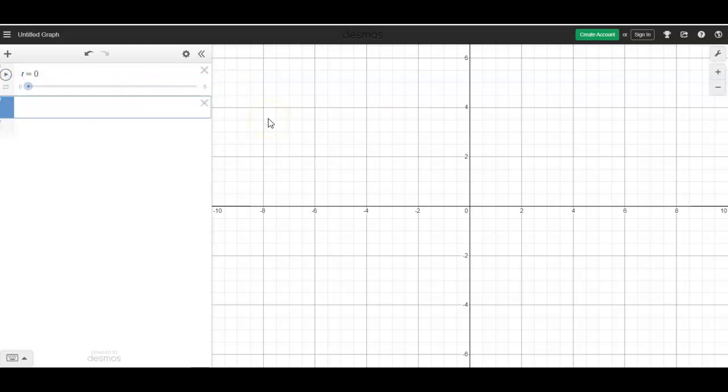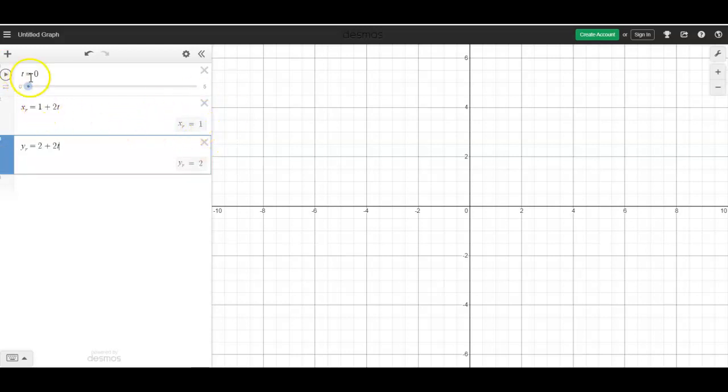I'm going to define 2 functions here, one for the x position of a point. I'll call this x sub r, that way it matches our vector name. And we know that this is equal to 1 plus 2t. And we know that the y position is equal to 2 plus 2t. So right now, because t is 0, x sub r and y sub r are the positions 1 and 2.